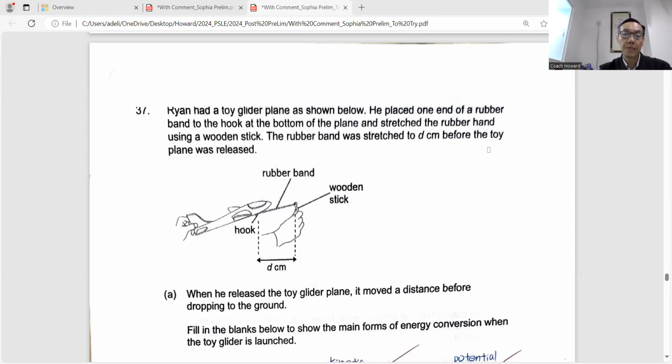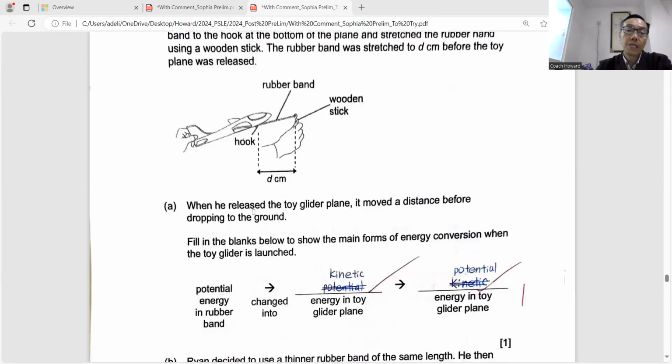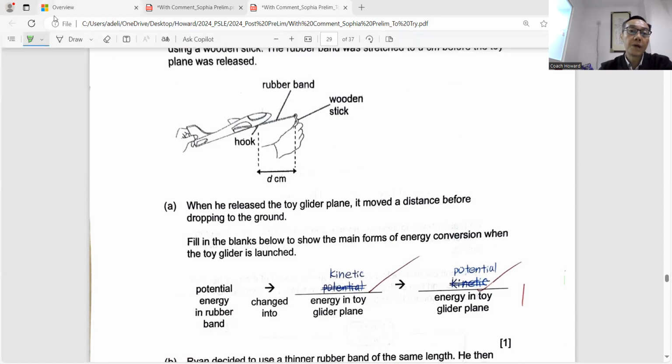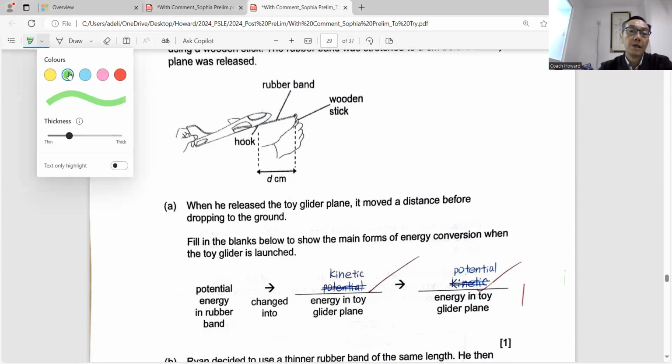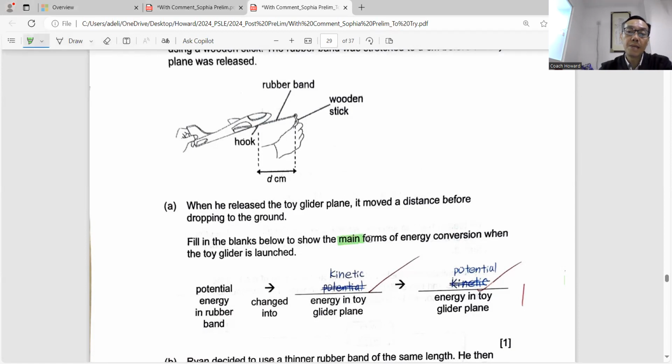So I believe that you can visualize how this plane is being played, right? Yeah, this game, you get hooked there. So when he released the toy glider plane, it moves a distance before dropping to the ground. Fill in the blank below to show the main form of energy. So I want you to highlight this part. Again, this is important, the main form of energy conversion. The main form means the majority.